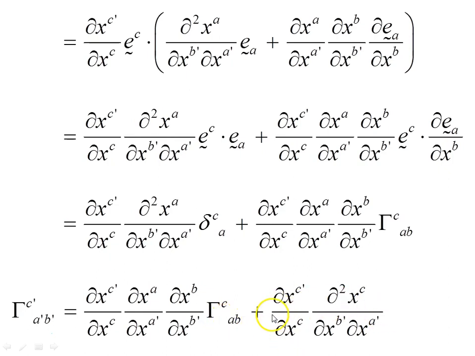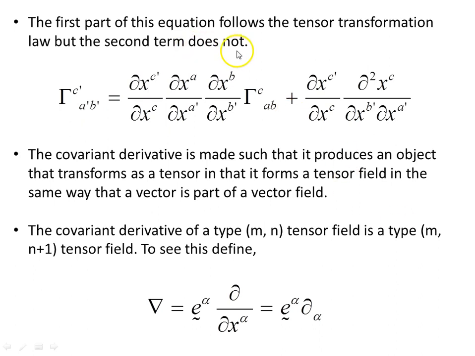If it did transform as a tensor, we'd only have the prime parts here for gamma, equal to this first term, but with this second term added on, that means it does not transform as a tensor. So the gammas are not tensors. Alright, so the first part of this equation follows a tensor transformation law, but the second term does not. So here we go, this is how the gammas transform.